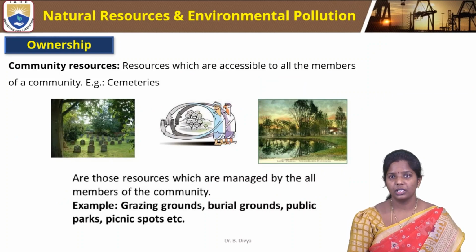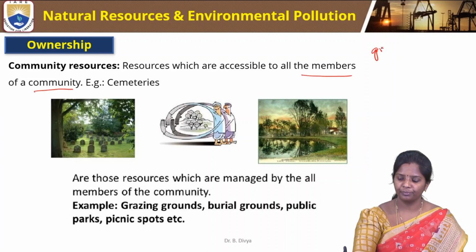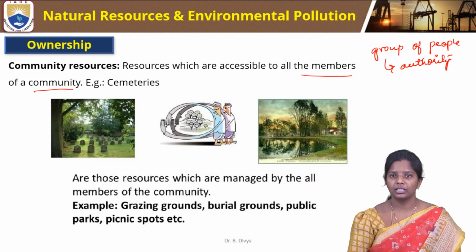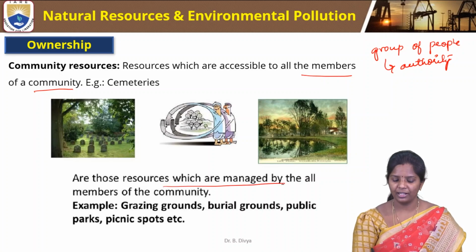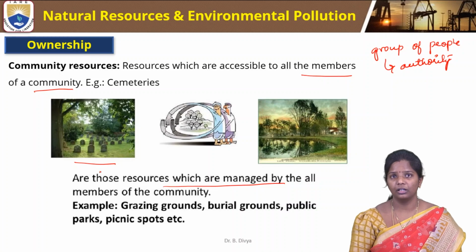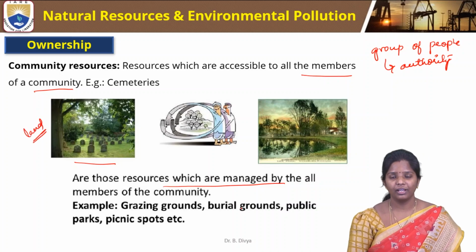Next are community resources. These are resources accessible to all members of a community. A group of people have the authority, so any decision has to be made only through discussions by that group. All those resources are managed by all the members of the community. For example, burial grounds come under community resources. But what is the resource here? The land is the resource here. We are using that land for the burial purposes of all the community people.